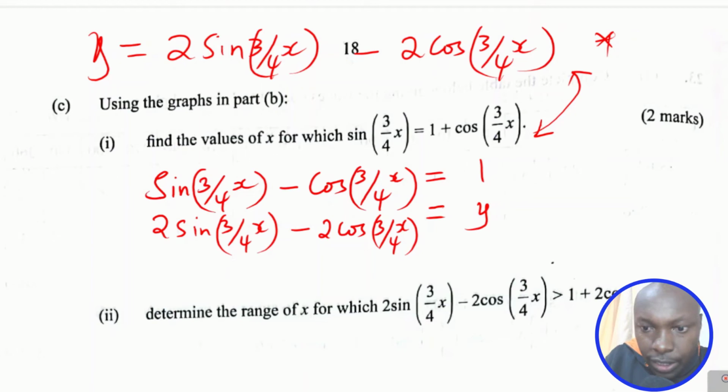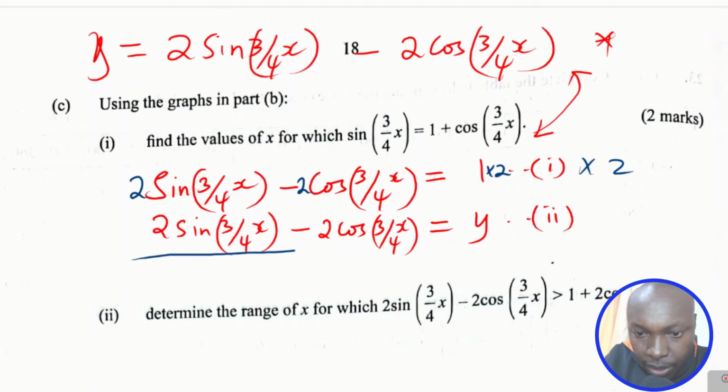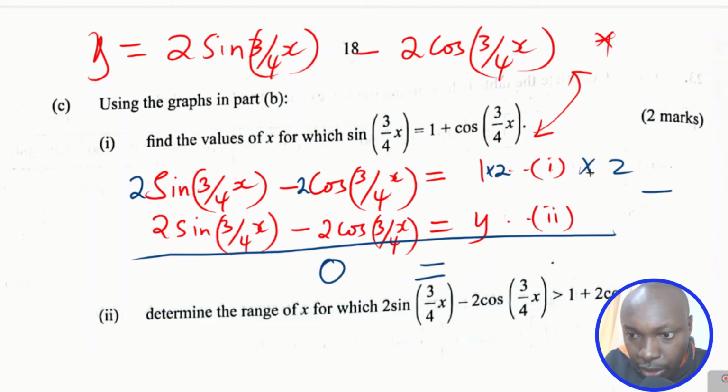Now you notice that this will give kind of simultaneous equation, and when you look at the first equation and the second, you can solve these two equations simultaneously. If you want to eliminate these sine and cosine, you're simply going to multiply the first equation by 2, and when you multiply that equation by 2, you'll have 2 sine 3 over 4 x minus 2 cosine 3 over 4 x is equals to 2. Then you subtract 2 sine 3 over 4 x minus 2 sine 3 over 4 x, you get 0. So the whole of this side, you get 0, and then for this one, 1 times 2 will be 2, so you get 2 here. So 2 subtract y, you get 2 minus y.